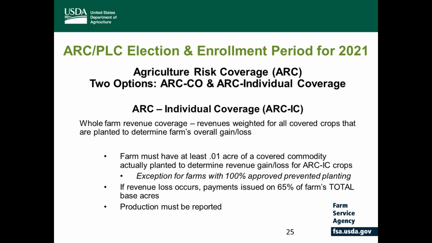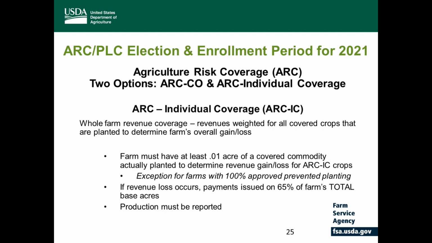So in order to be eligible for ARC IC, a farm must have at least 1/100th of an acre of a covered commodity actually planted to determine revenue, gains, and losses for that ARC IC crop. The only exception would be if your farm is 100% approved prevent planting. If a revenue loss occurs, payments are issued on 65% of the farm's total base acres. And that's different than ARC County and PLC, where we take 85% of the base crop acres that trigger.